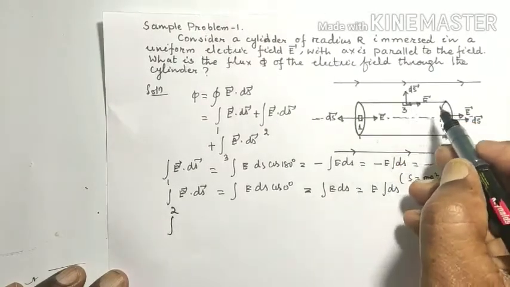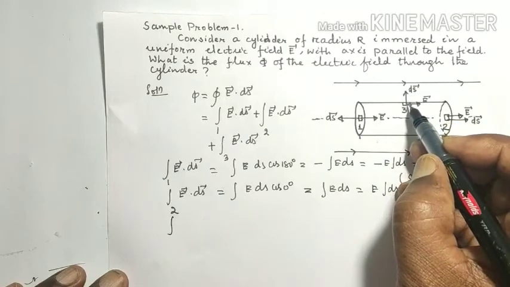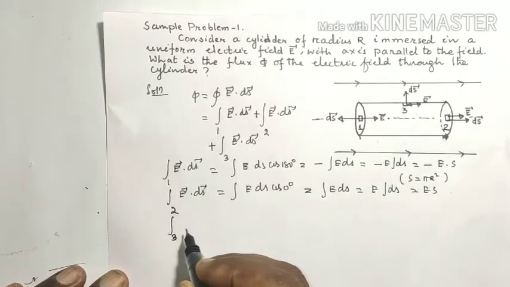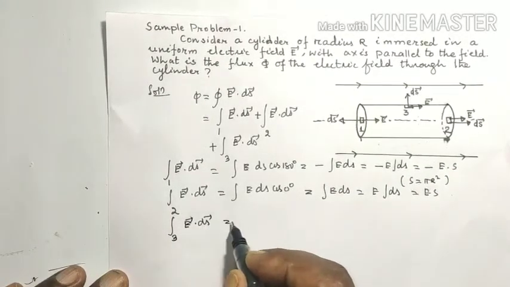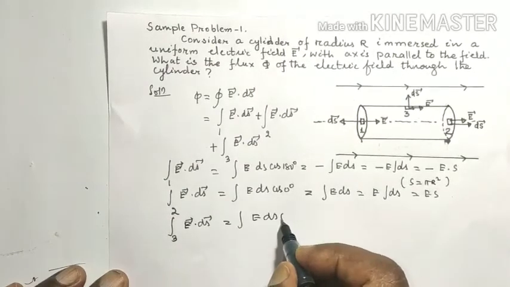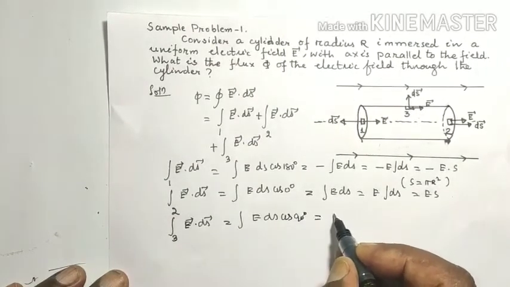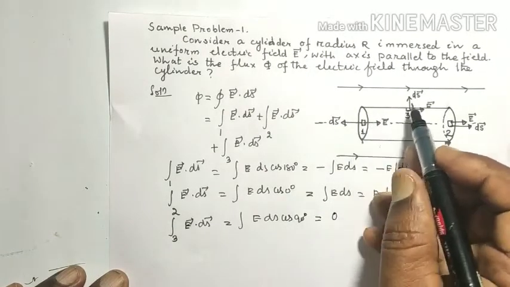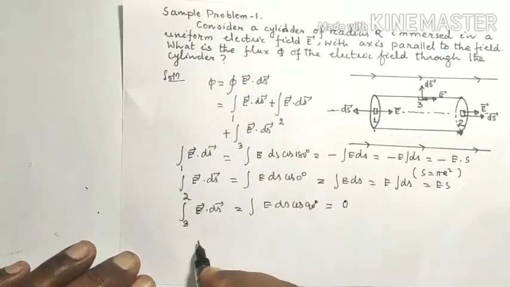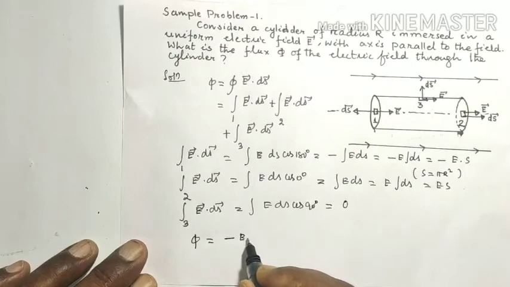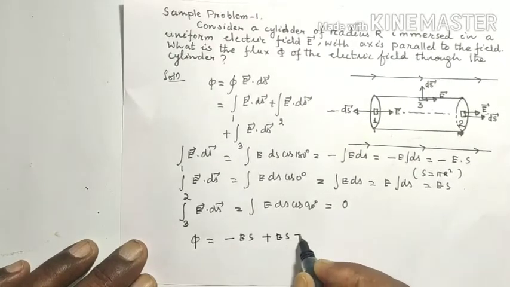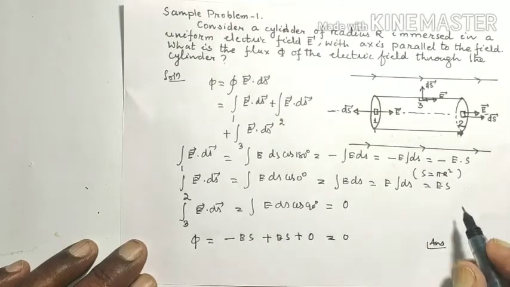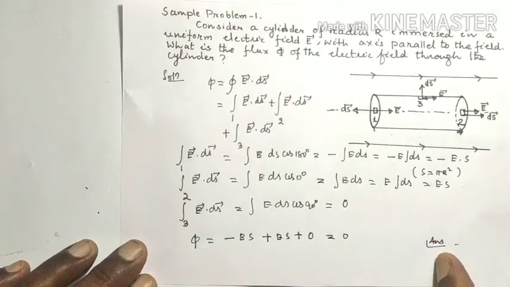Similarly, on the curved surface, here ds vector is normal to the curved surface and E vector is tangential to the curved surface. Angle between E and ds is 90 degree. So integral of E dot ds on the curved surface, that is equal to integral of E ds cos 90 degree. Cos 90 is 0, so this is equal to 0. So the net electric flux over these three surfaces is phi equal to minus ES plus 0, that is equal to 0. Net flux over the closed surface is equal to 0.